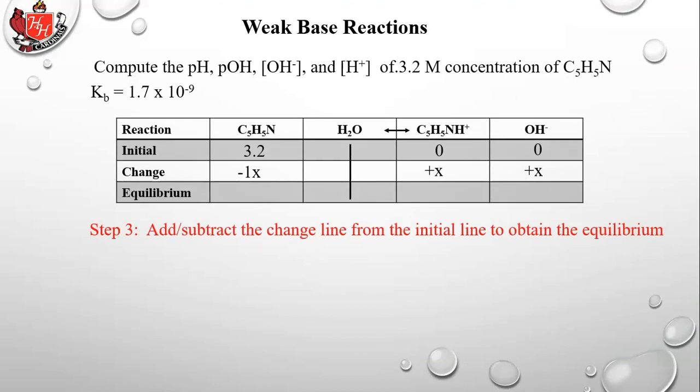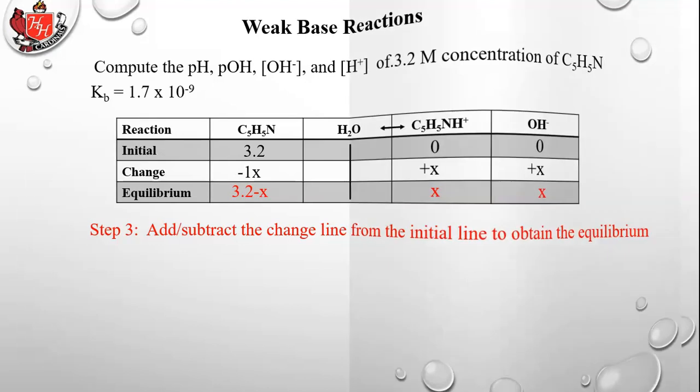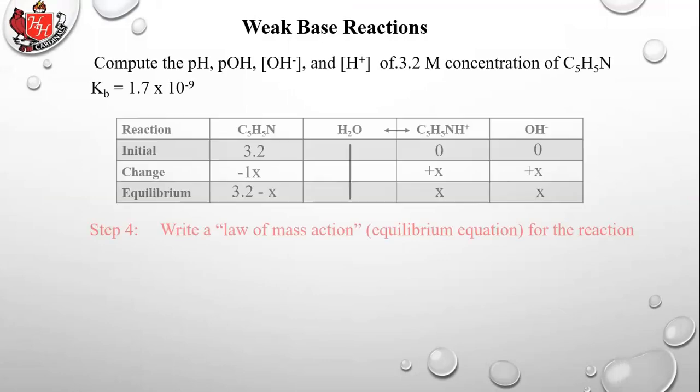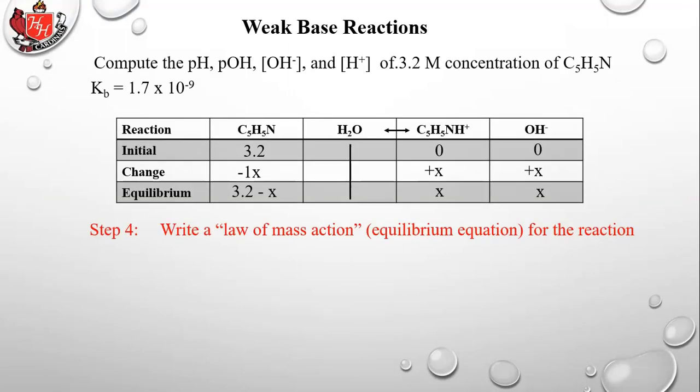Okay, add and subtract the change line from the initial line to get the equilibrium. So 3.2 minus x, 0 plus x is x, 0 plus x is x. Okay, write the law of mass action.